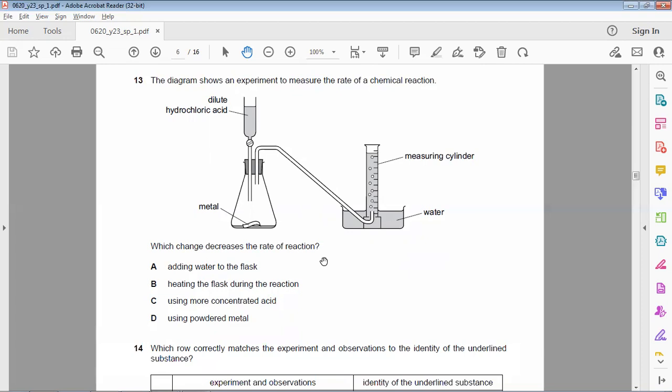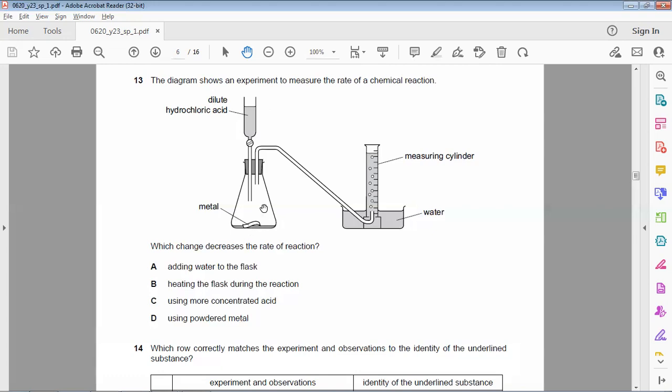So what will decrease the rate of reaction? So part A, adding water to the flask. Well, yes, this will decrease the rate of reaction because when you add water and then you add acid, the concentration of the acid in the flask is going to decrease. That means the particles or the molecules of HCl will find it difficult to reach the metal.